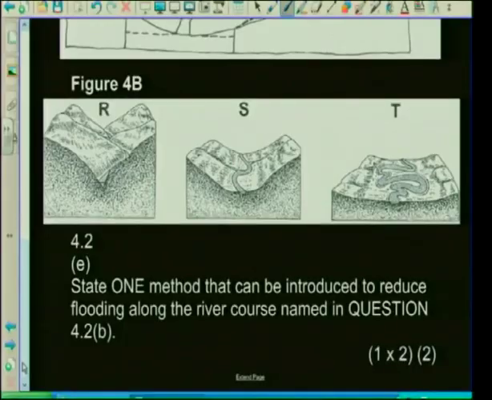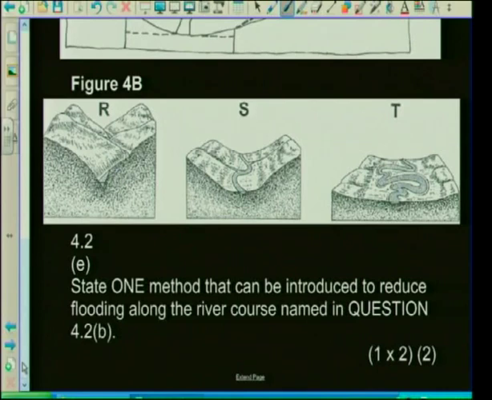4.2e. State one method that can be introduced to reduce flooding along the course. So always in geography grade 12s, we are given problems and you are always asked to provide solutions to these problems. Some things that can be done is that we could possibly raise the banks of the river in that final stage using what are called levees. So we make these levees, which raises the sides of the banks and lessens the chance of flooding in that area. Furthermore, you could plant vegetation. That vegetation would absorb a lot of the water and reduce the amount of flooding.